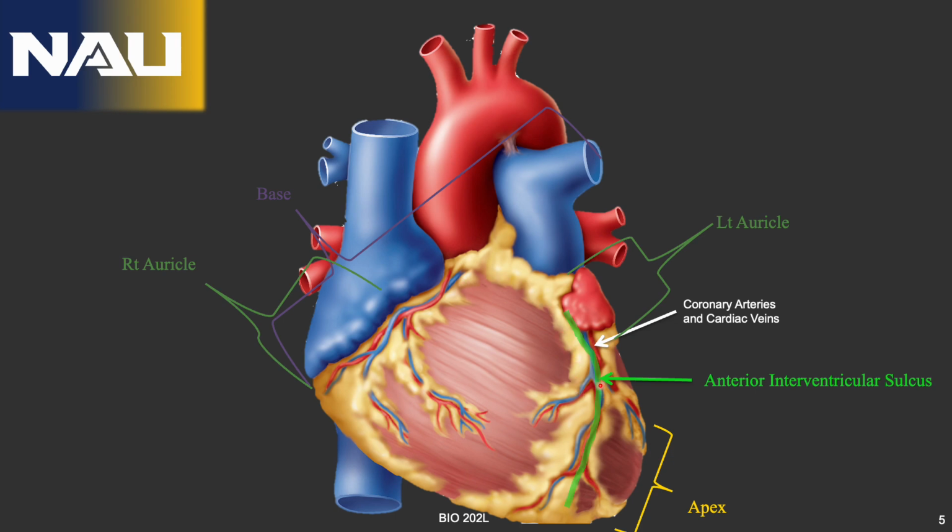It is important to know these structures for procedures like coronary artery bypass grafting, or CABG surgery, where precise anatomical knowledge is needed to access and bypass blocked coronary arteries. Understanding these external landmarks helps in correctly identifying the heart's orientation and is vital for both surgical procedures and diagnostic imaging. In our next slide, we will look at the posterior structures of the heart.